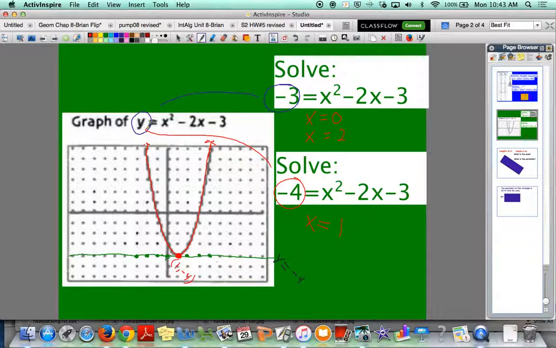So if I had this right here, if it said solve -6 equals x squared minus 2x minus 3, does the graph ever reach a y value of -6? No, it doesn't. So if that were the problem, there would be no solution. So no solutions down here. It has one solution right at the vertex, and then everything above that will have two solutions like we saw in our first example there.